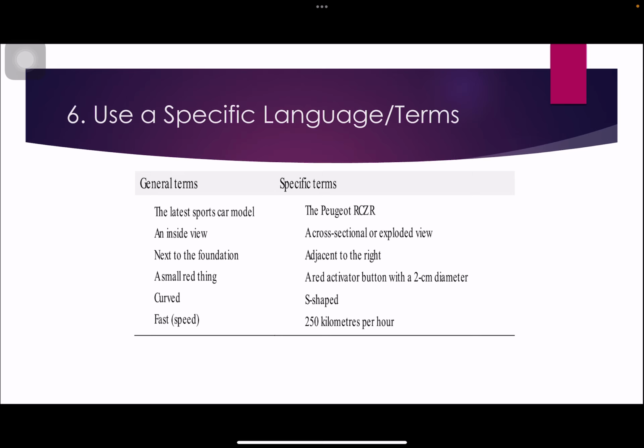Number 6, use specific language or terms when it comes to technical description. For example, if you are going to explain the latest sports car model and you state it just like that, it is not really technical. But if you mention that the latest sports car model is the Peugeot RCZR, this is going to be more of a technical description.